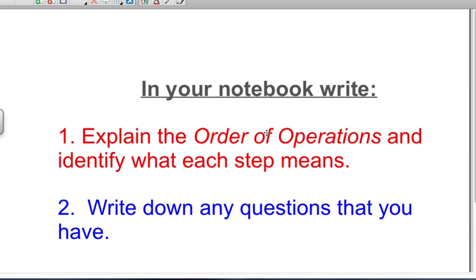And in your notebook, also explain what the order of operations are and identify what each step means. And the second thing that I want you to do at the end is write down any questions that you have. And that's it for tonight.